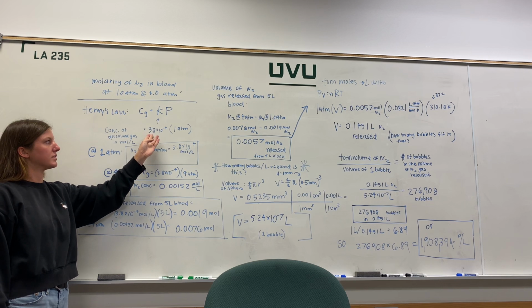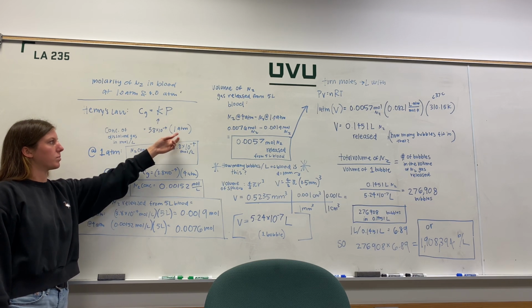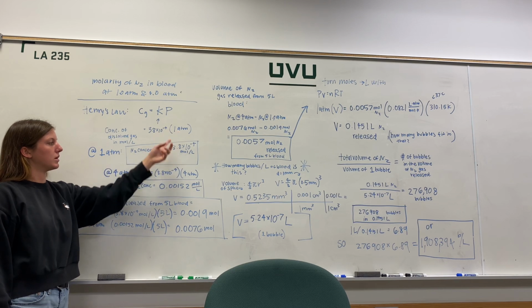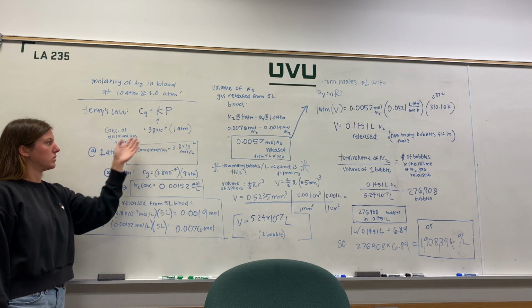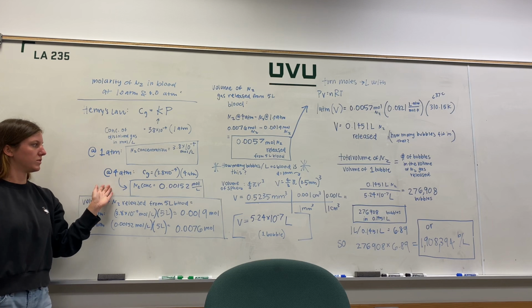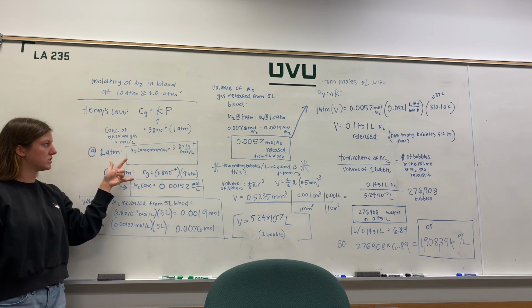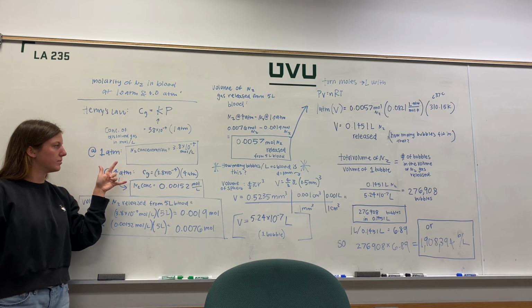We know that the constant for nitrogen gas is 3.8 times 10 to the negative 4th. Now we plug in our atmospheres, so 1 and 4. And then when you do that for each 1 and 4 atmospheres, you get these concentrations. So these are the concentrations of nitrogen gas in moles per liter.